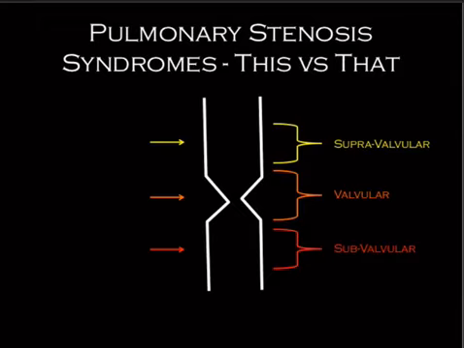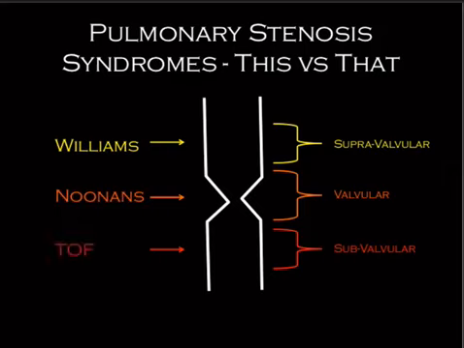And just like with the aortic valve, supravalvular stenosis is also seen with Williams syndrome. If you had to pick, aortic valve is more common for the supravalvular aortic stenosis with Williams, but it can occur with pulmonic stenosis as well. Valvular is this thing called Noonan's syndrome, which is like the male version of Turner syndrome. And subvalvular is your tetralogy of Fallot. That's your outlet obstruction from the, remember, it's a malalignment VSD, like the animation that I showed.